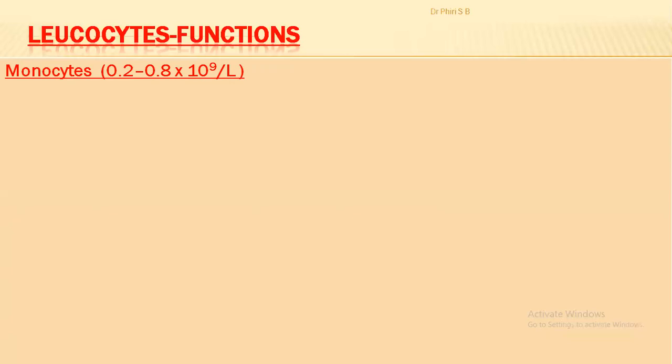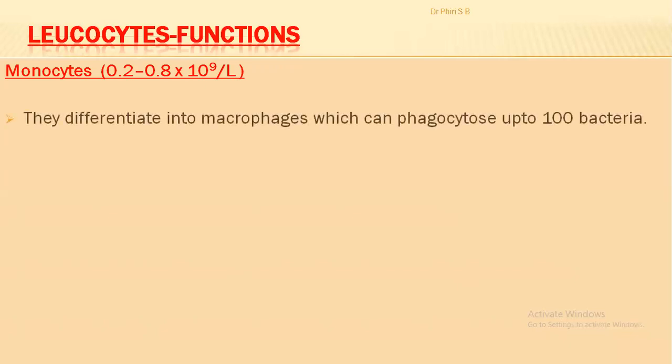In terms of functions, monocytes are the ones that will become macrophages. Macrophages are involved in phagocytosis. But here, the monocytes are bigger than the neutrophils, so they are able to internalize bigger organisms or bacteria or viruses. They differentiate into macrophages, which can phagocytose up to 100 bacteria. One macrophage is able to internalize about 100 bacteria. So you can see that they're bigger as compared to neutrophils.